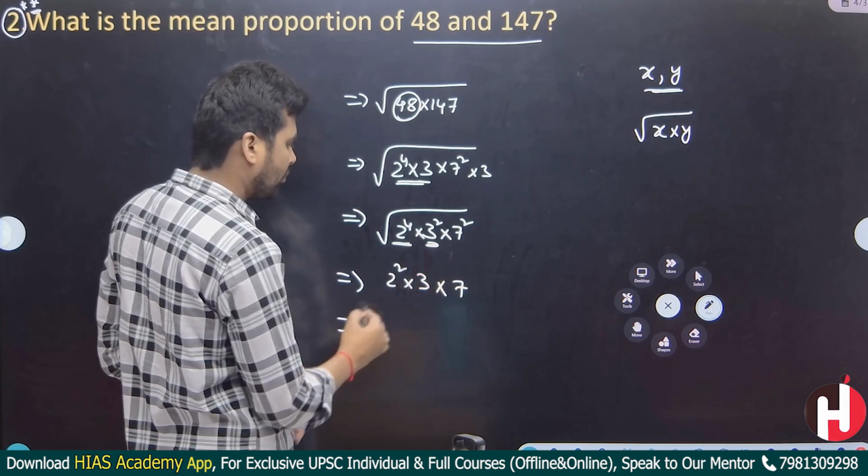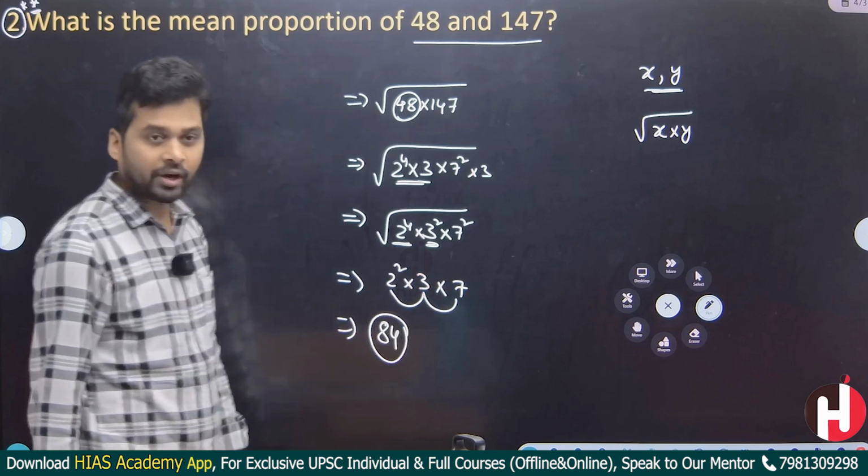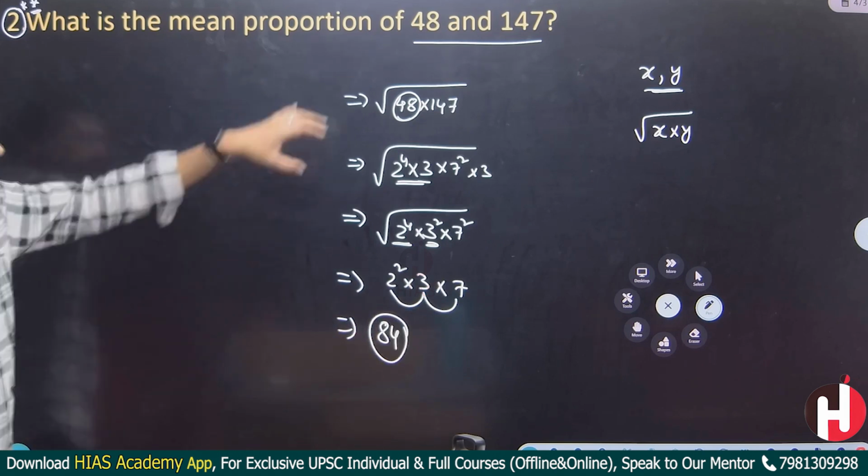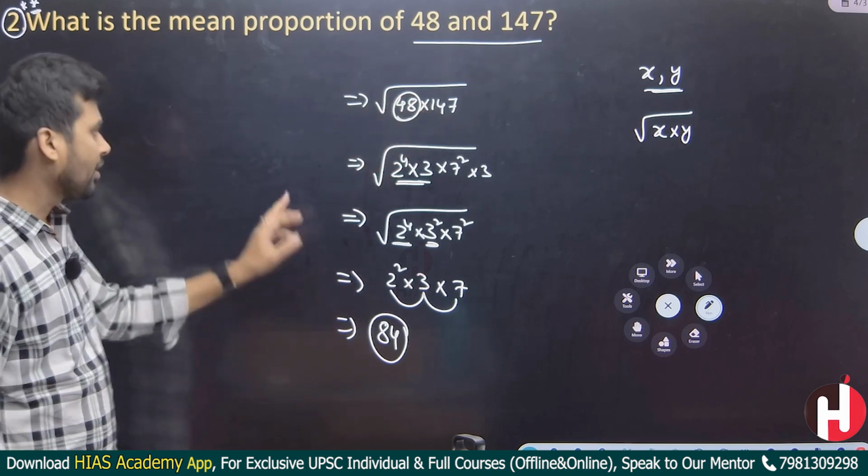So 4 3s are 12, 12 7s are 84. So 84 is the answer. You got it? When you are doing the calculation, you don't need to multiply 48 into 147. Okay, 48.